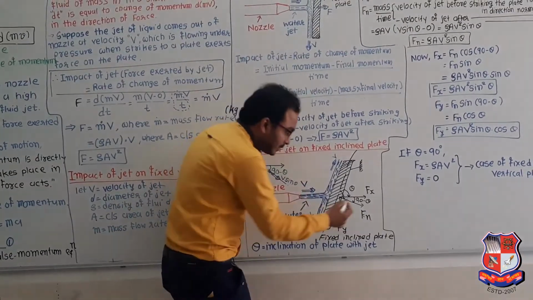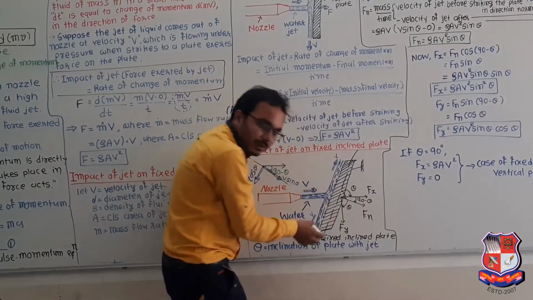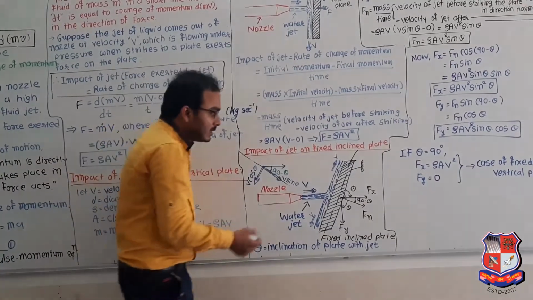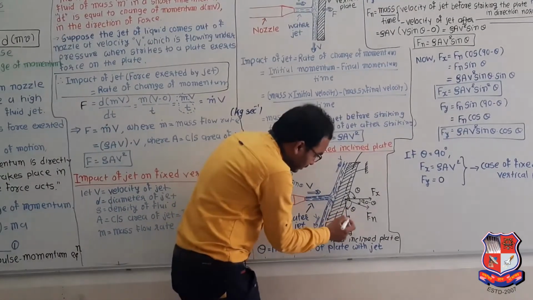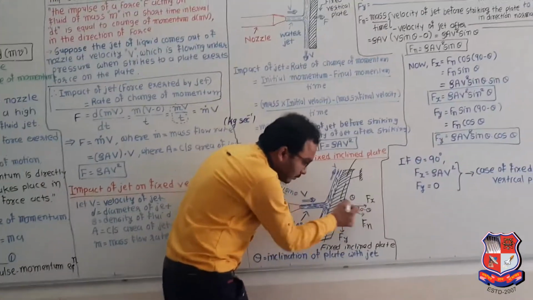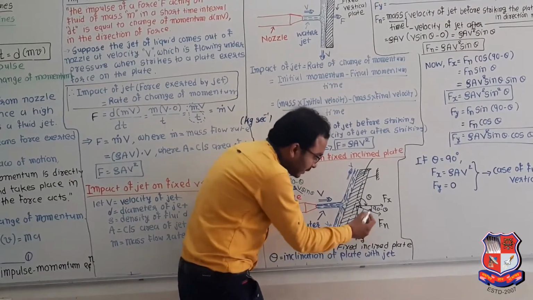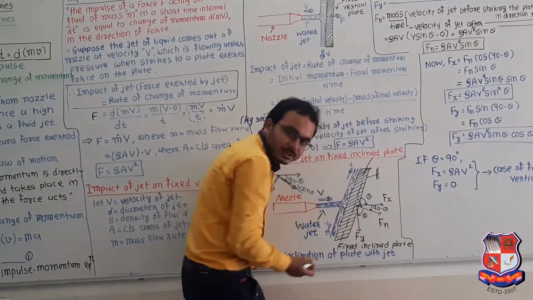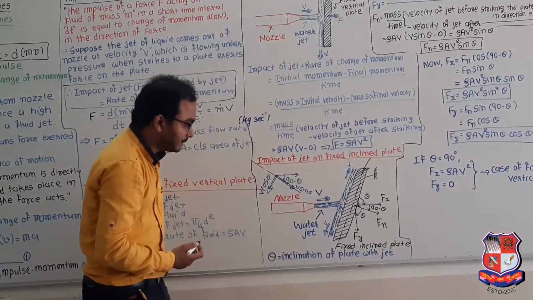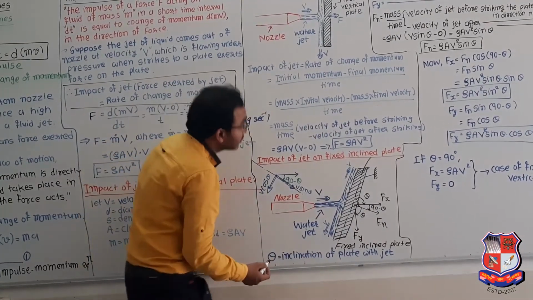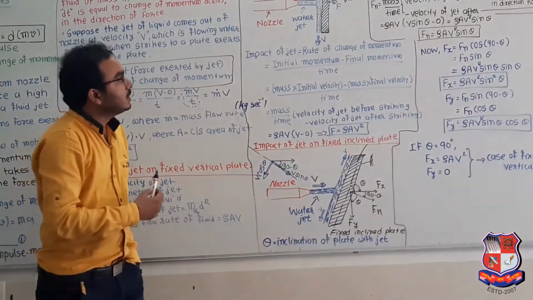And let me remind you, this is Fx, that is force in the horizontal direction, and Fy is the force in the vertical direction. So this portion is 90 minus theta here, and again as Fx and Fy both are perpendicular, this total angle comprises of 90 degree. So if this is 90 minus theta, then this will be theta. So that is only the thing we need to take care while representing this theory. Okay? Here nomenclature part, theta is inclination of plate with the jet.